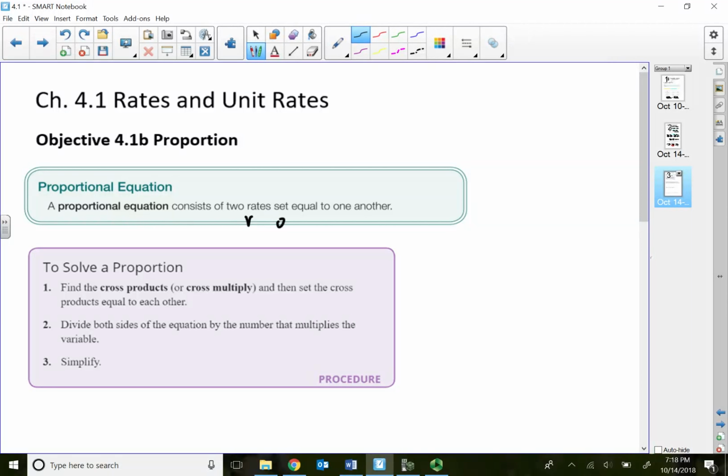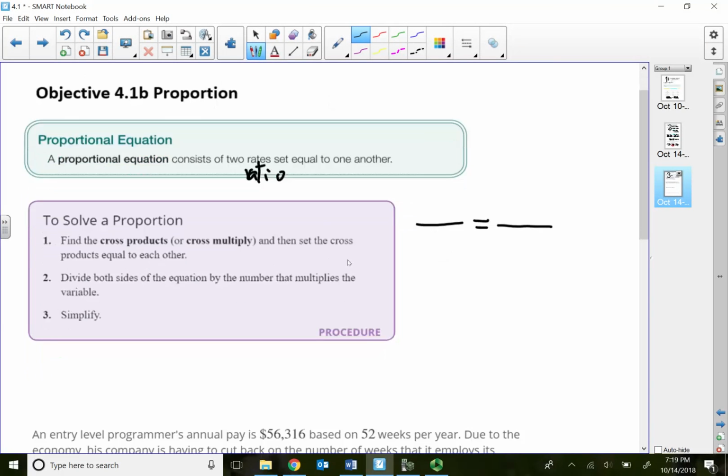So normally when we're talking about proportion, we always have a ratio or a rate set equal to another rate, or this can be a ratio set equal to another ratio. It's basically comparing between two ratios or two different rates. Together, we can set them up as a proportional equation.